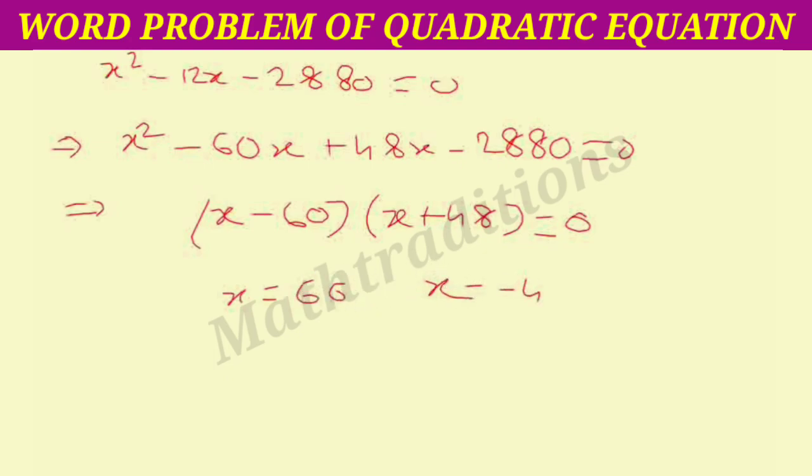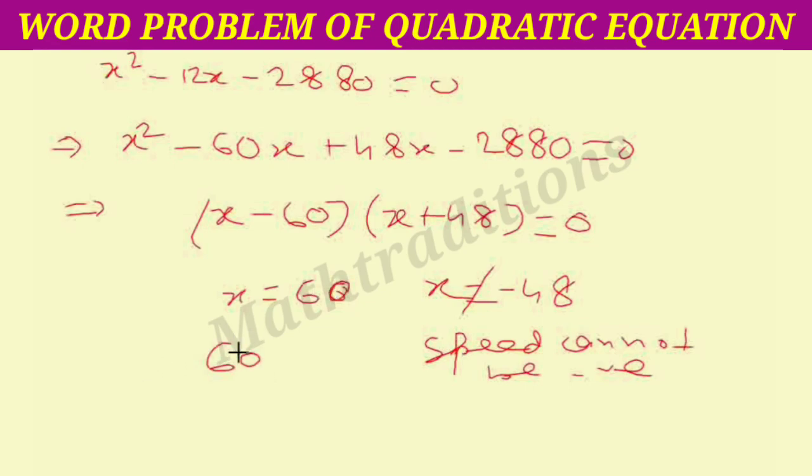Therefore the speed of the express train is 60 km per hour. I hope all of you have understood how to solve this type of quadratic equation and how easily you can get the factors. Thank you.